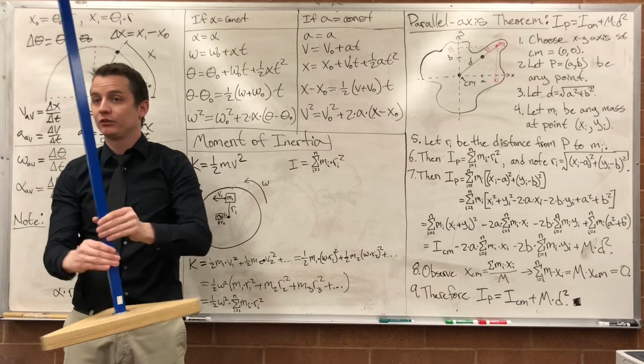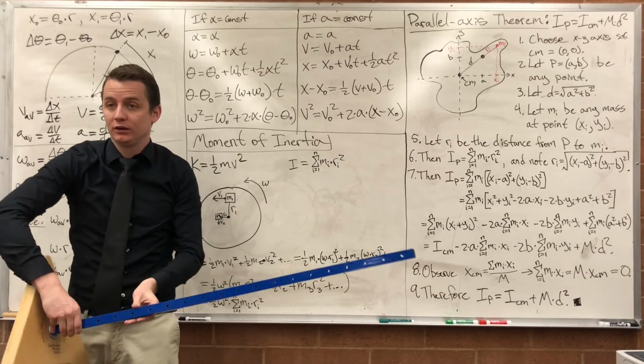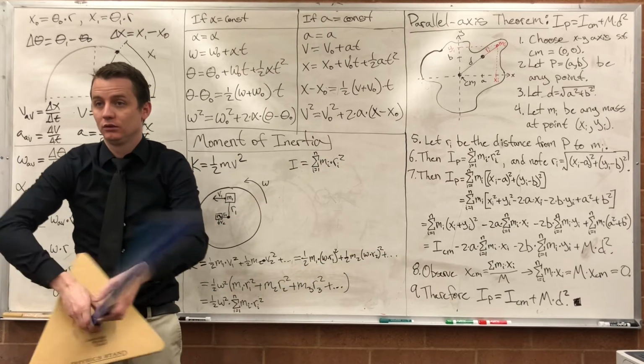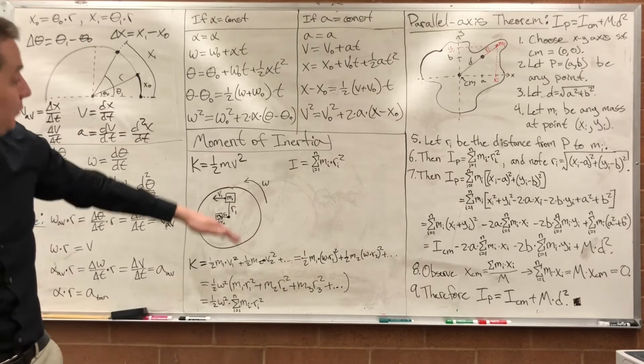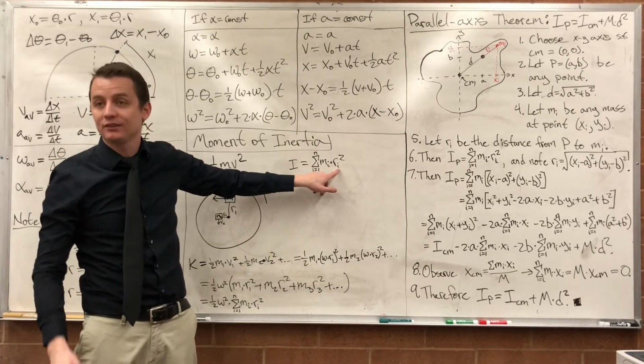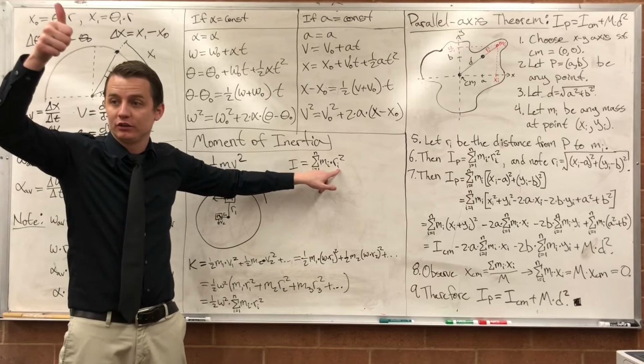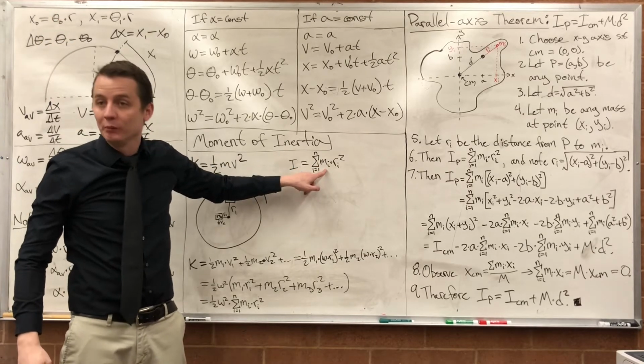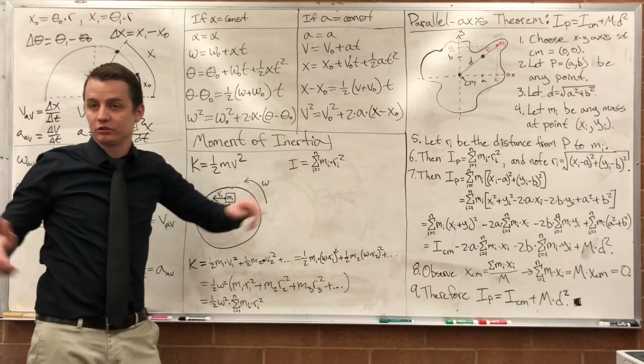Here the radius was smaller, here the radius was bigger. And so that appeals very much to our intuition. This is saying the further away the mass is, the higher the moment of inertia goes, and the more mass it has, the higher the moment of inertia goes.